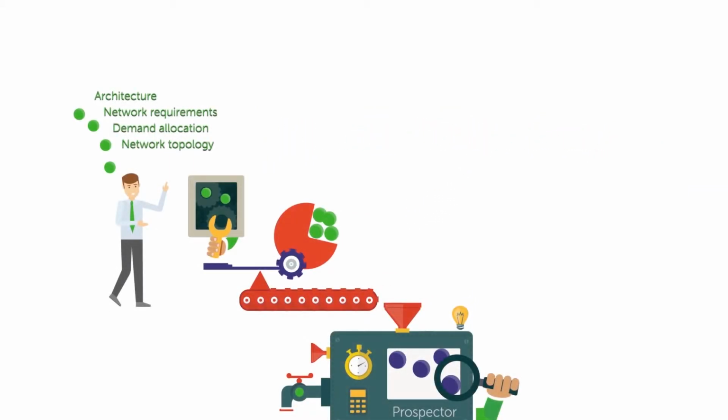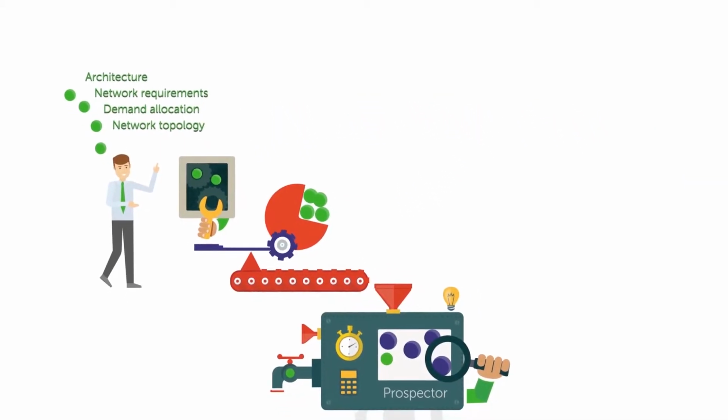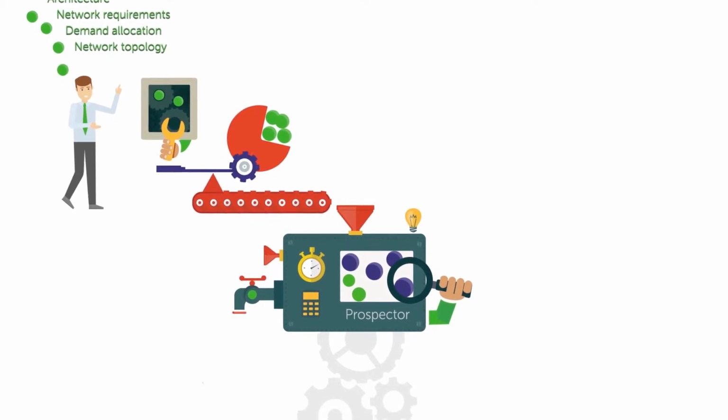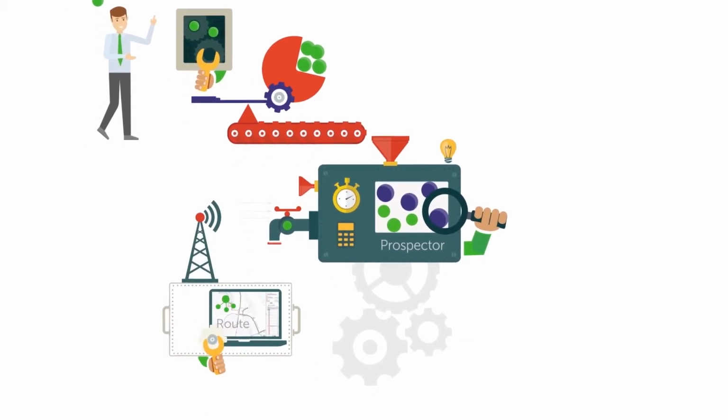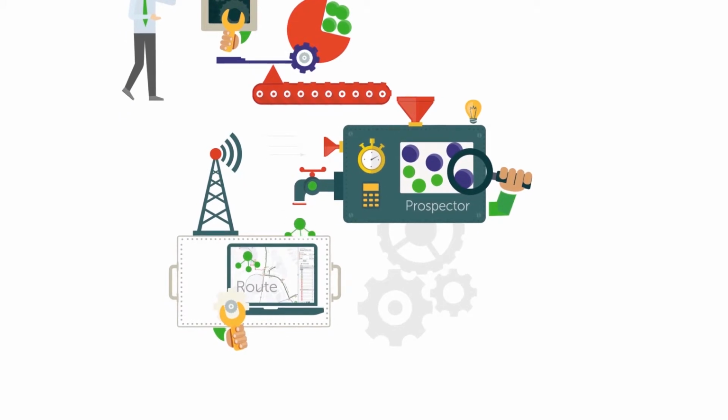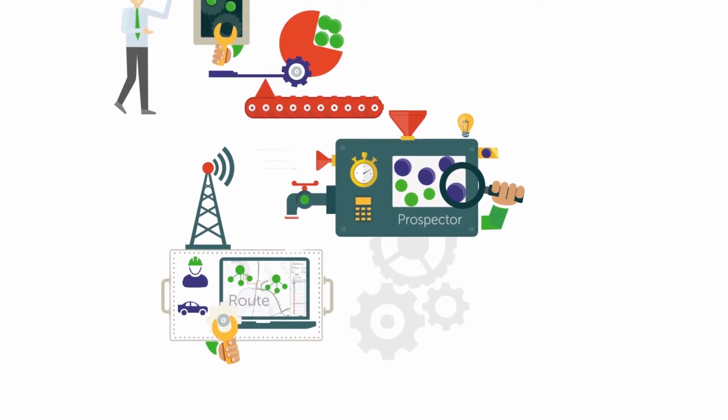Here's how it works. Once the business and engineers set the network rules, route data is entered in the Prospector, 3GIS's automated network planning and design tool. Prospector generates a least cost route to the destination points. Those routes are verified by a network engineer and any necessary edits are made.